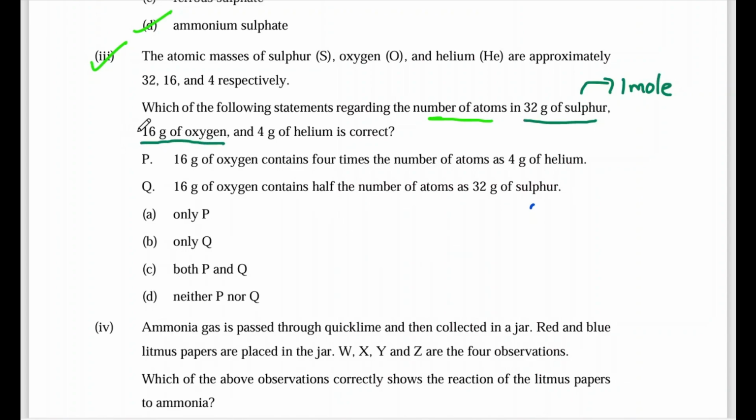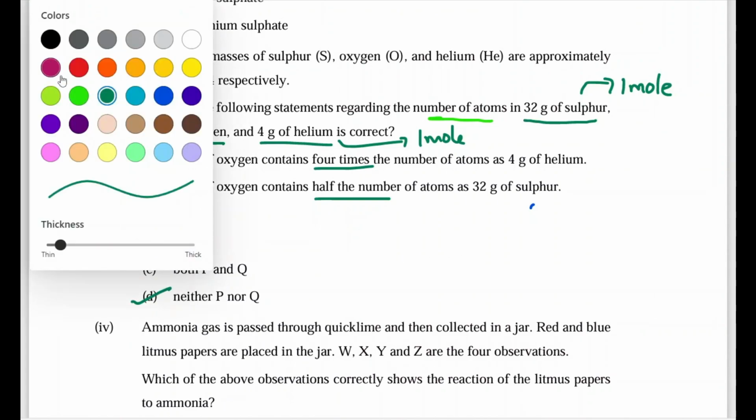So 16 gram of oxygen is what? Again 1 mole of oxygen atom. 4 gram of helium means again 1 mole. So all of them are having the same number of moles, means same number of atoms. So the first statement, 16 gram of oxygen contains 4 times the number. This cannot be correct, because all should have the same number of atoms. 16 gram of oxygen contains half the number of atoms. This also cannot be correct. So the options are only P, only Q, both P and Q, neither P nor Q. So neither P nor Q is the correct answer.